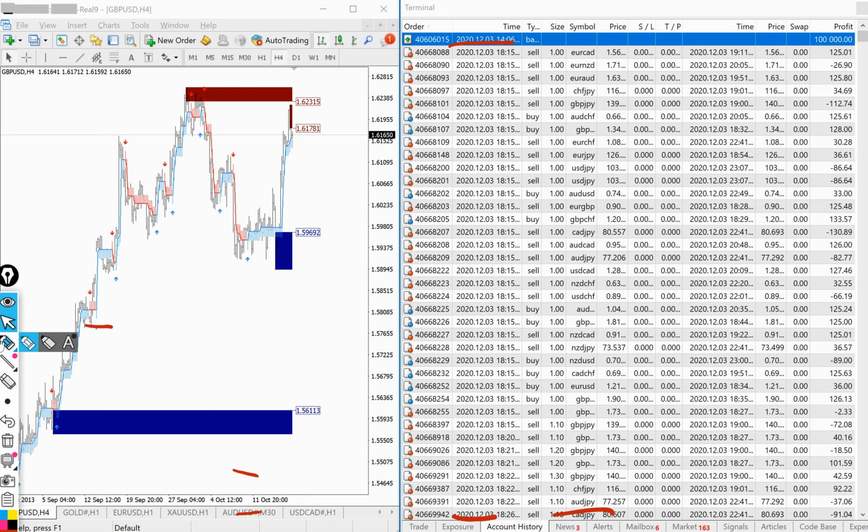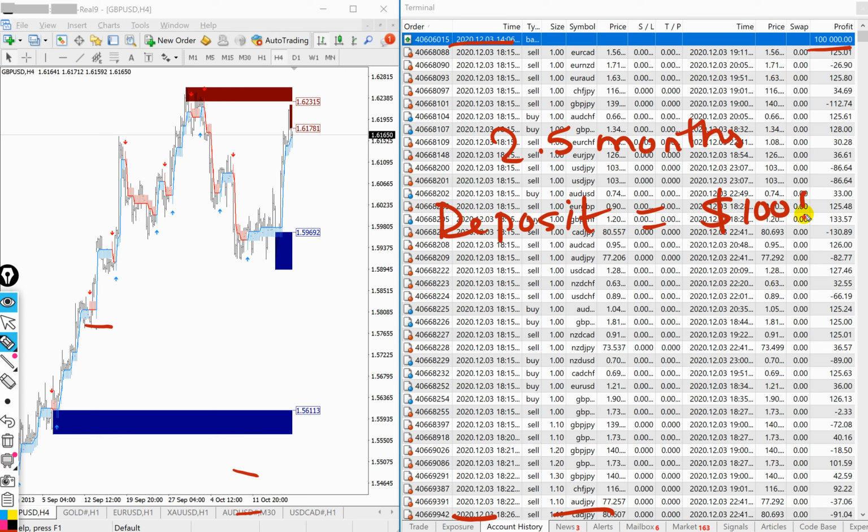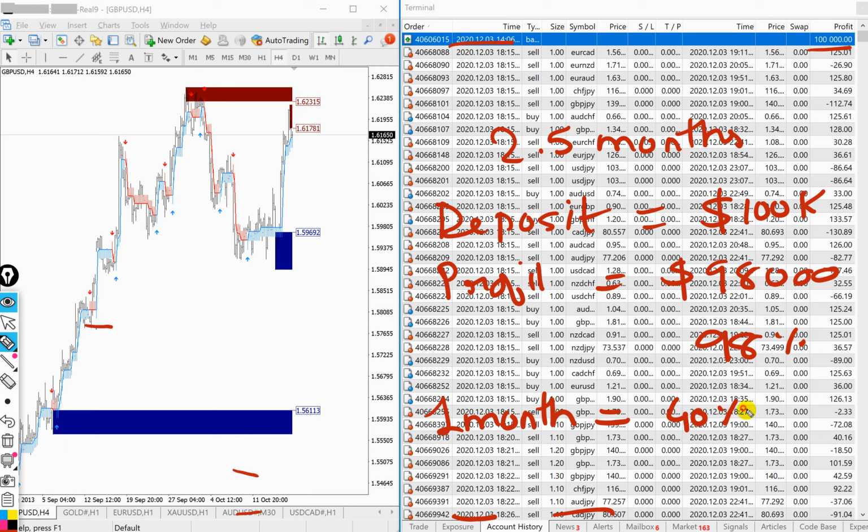So almost 2.5 months have been completed on this account with a deposit of 100k. Profit on the account is $97,900. Let me round off to 98,000 with an ROI of 98% in 2.5 months. So if we count 1 month ROI, it comes to 40% on this account.